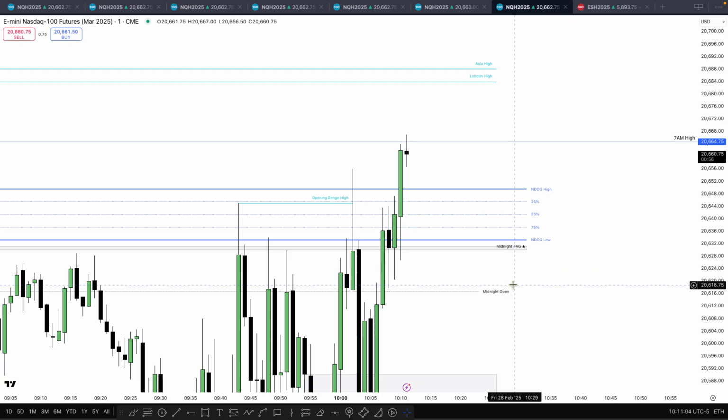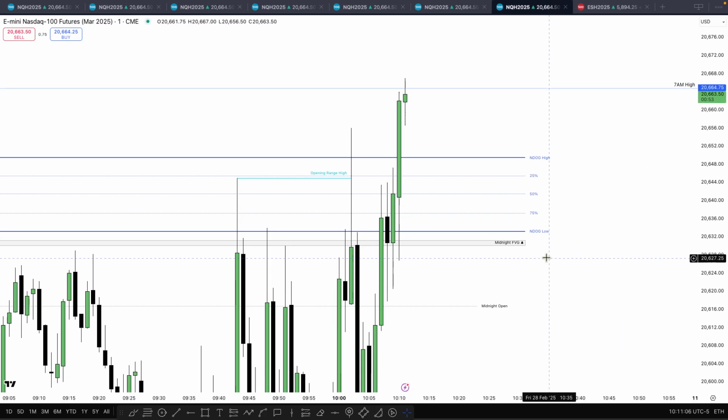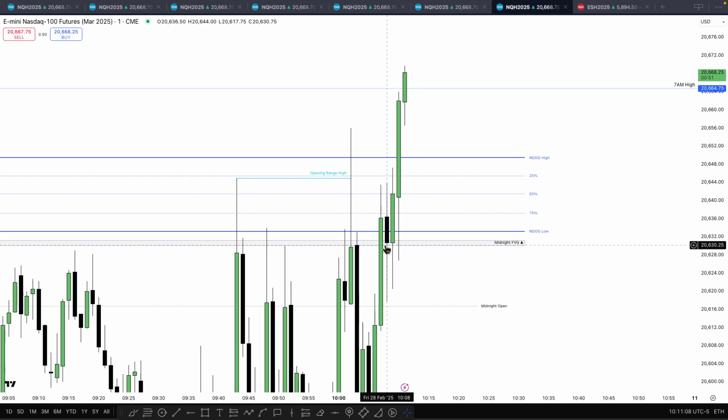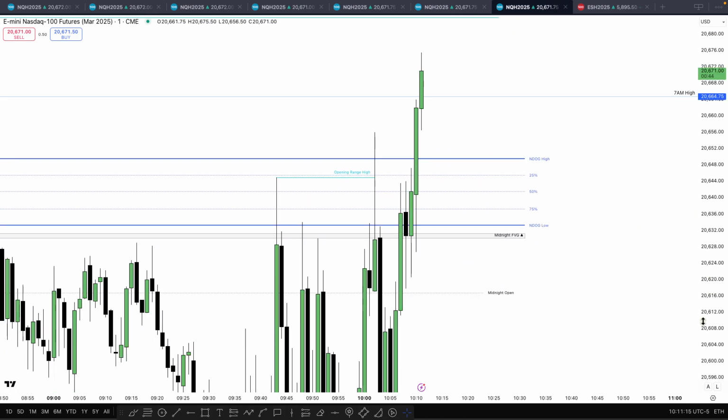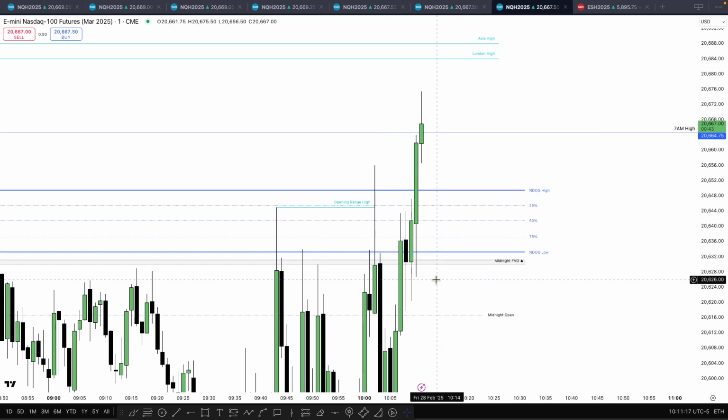So, all right, there's that 7 a.m. high. Look at it work and respect this level here, guys. This is why these things are important. The midnight fair value gap, it's dragged across. Signatures. We know it won't always be perfect, but we look for these signatures to help us out.